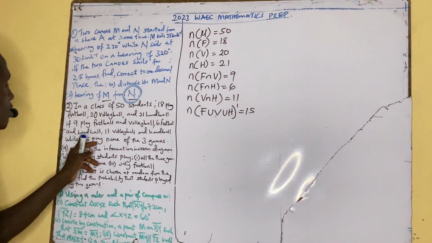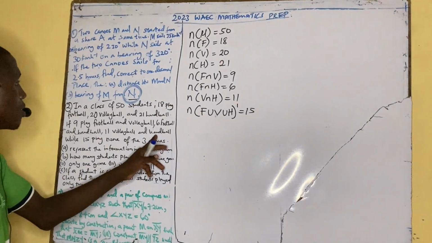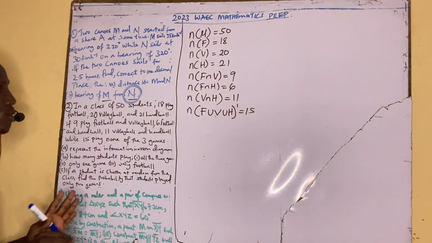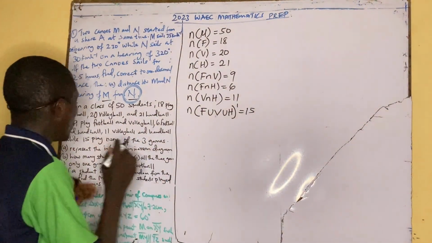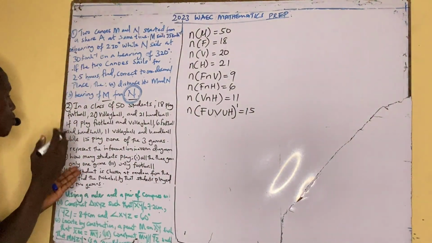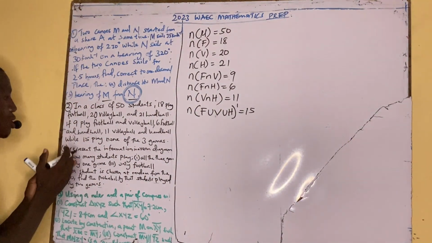Football and handball is 6. Volleyball and handball is 11. And none of the games is 15. Now, another thing that you need to note is that we are told to represent the information on the Venn diagram.